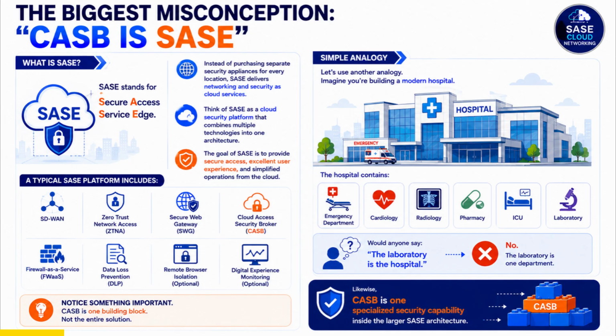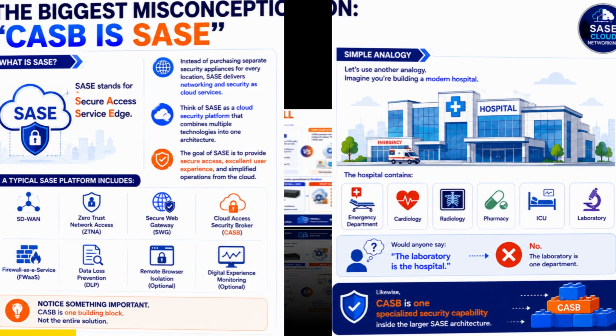Let's use another analogy. Imagine you're building a modern hospital. The hospital contains emergency department, cardiology, radiology, pharmacy, ICU, laboratory. Would anyone say the laboratory is the hospital? No, the laboratory is one department. Likewise, CASB is one specialized security capability inside the larger SASE architecture.